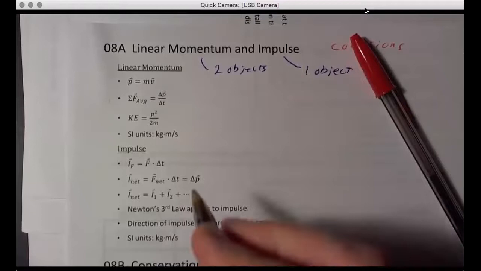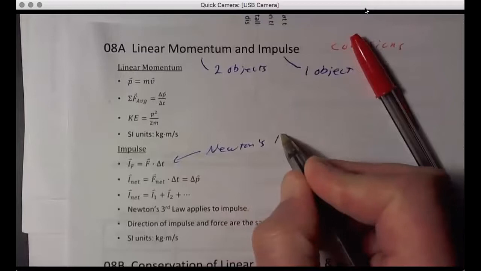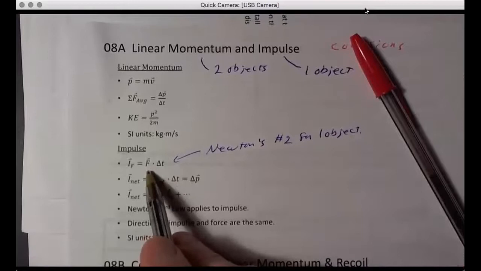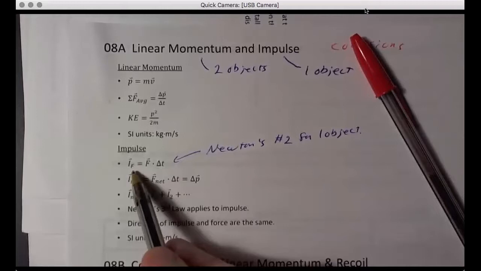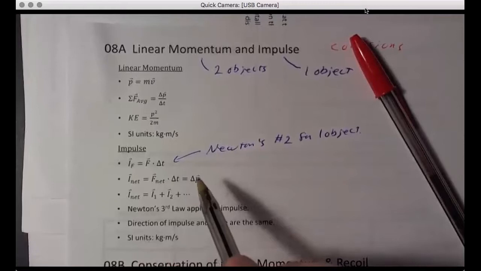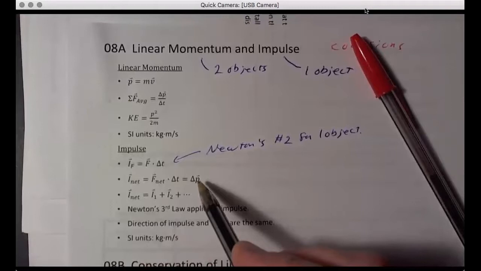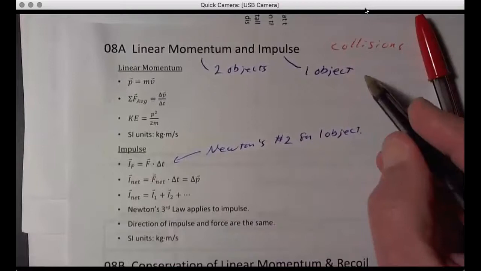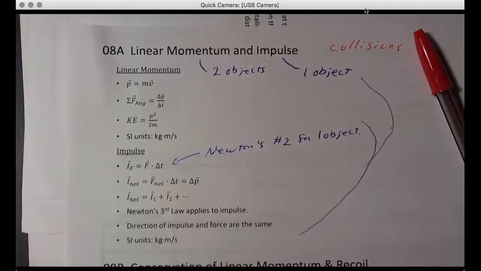This here is really Newton's second law for one object. You can't write Newton's second law for two objects, you have to write it twice. But F equals MA really comes from the impulse: delta P over delta T, P is M times V, so delta P over delta T is M delta V over delta T, which is MA. That's where that comes from. And so this whole thing here is this sort of one object type stuff. And the conservation of momentum and recoil, that's your two object type stuff.